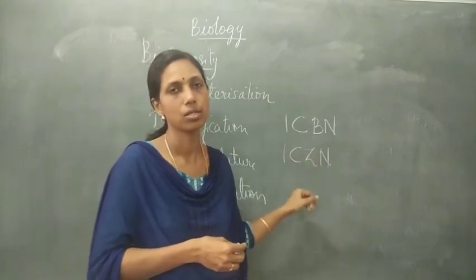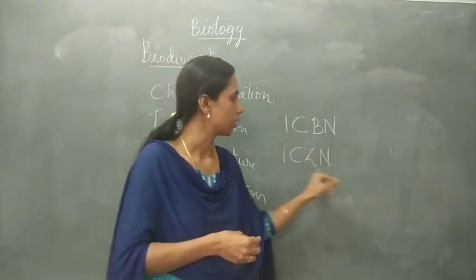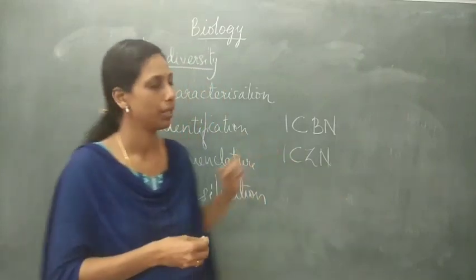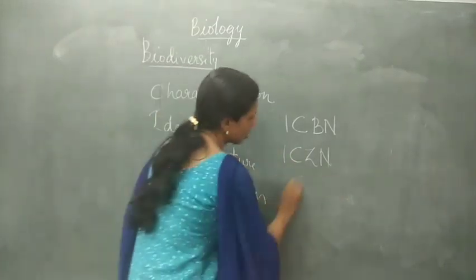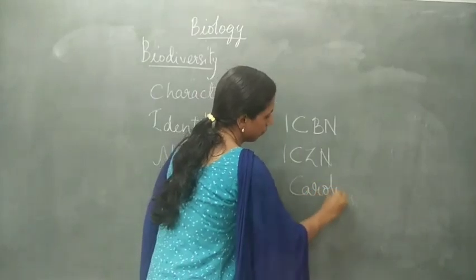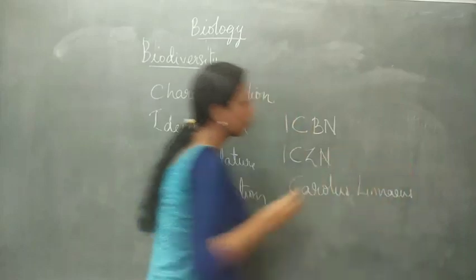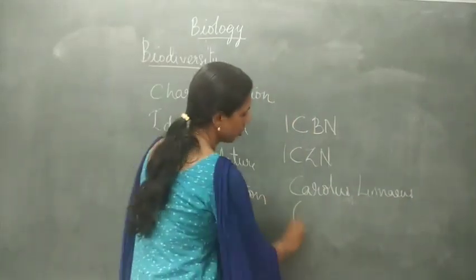And this naming is called binomial naming or the binomial system of nomenclature, set up by Carolus Linnaeus.